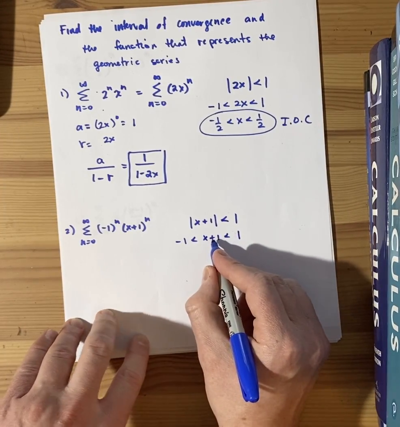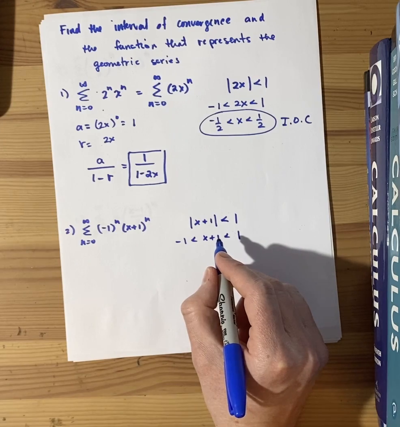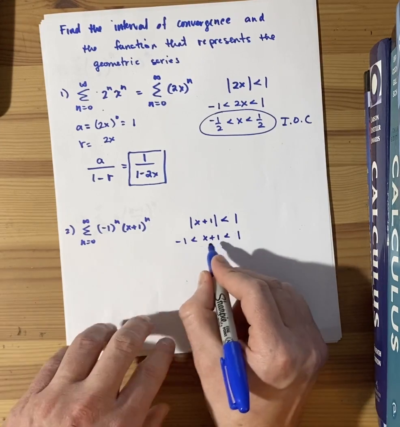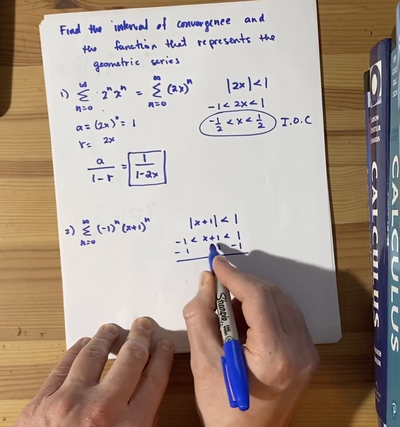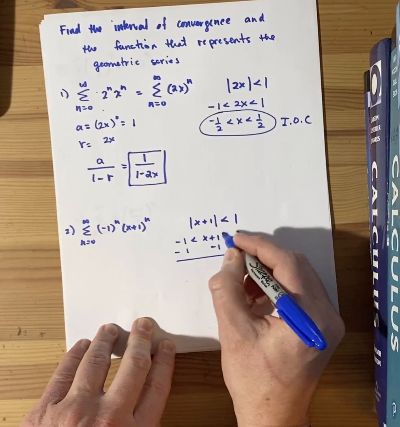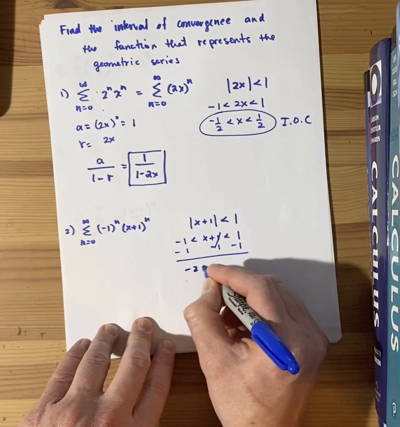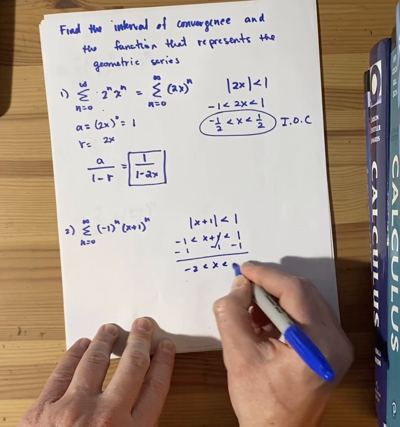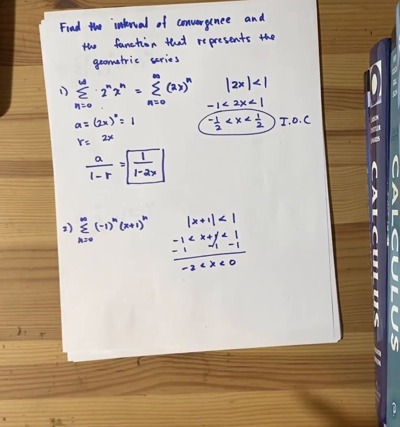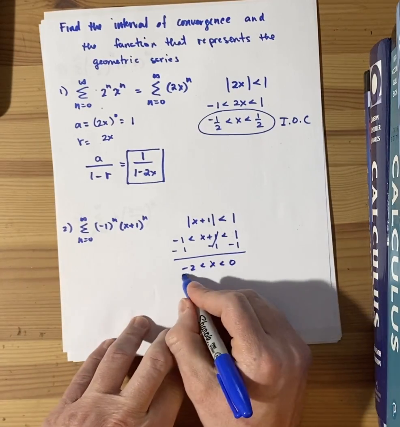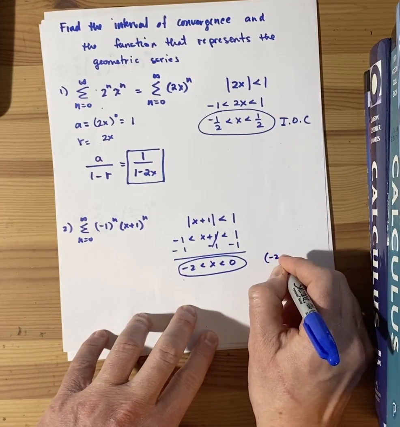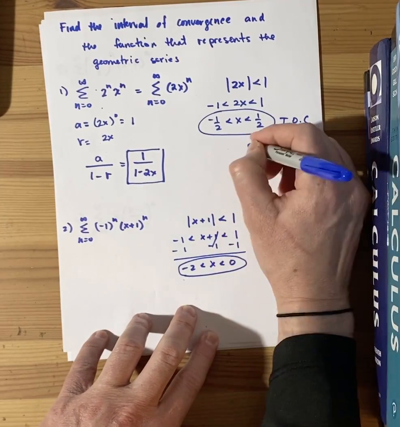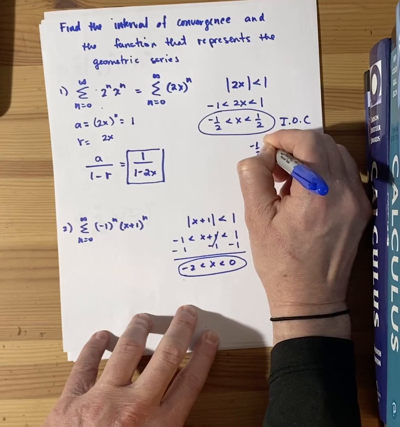So if I subtract 1 from every side, on the left, the right, and the middle, we get -2 is less than x is less than 0. So in this case, our interval of convergence would be -2 to 0. Now you could write it this way. That's interval notation. Like over here, we could write it this way as well.